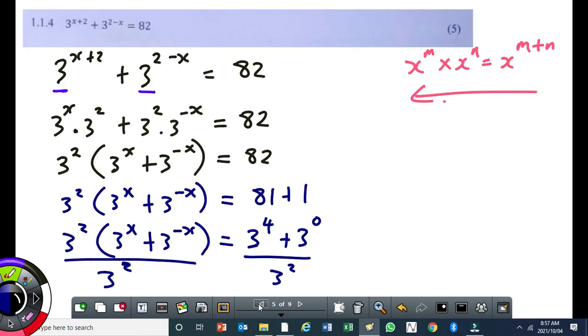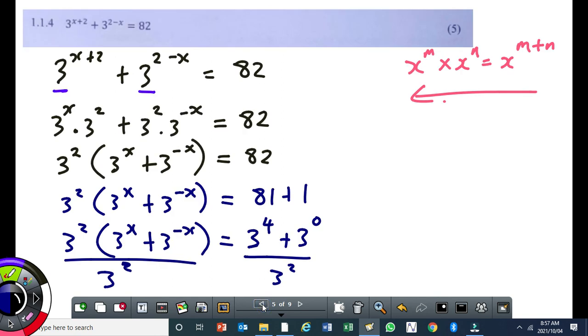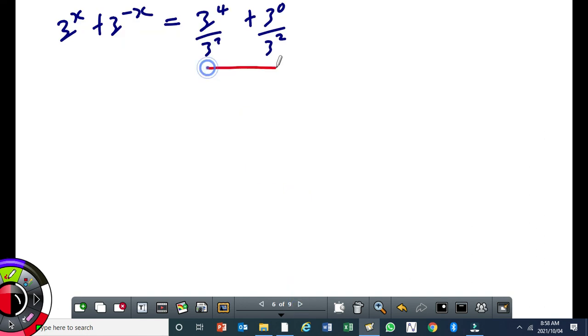Then here you end up getting, I hope you are aware that we can write the right hand side as 3 to the power of 4 over 3 squared plus 3 to the power of 0 over 3 squared. I'm splitting the numerators under the same denominator here. The denominator is the same, so I can rewrite it as this. If I do that, I'll end up getting 3 to the power of x plus 3 to the power of minus x equal to, using law 1 of exponents, this becomes 3 squared plus, that becomes 3 to the power of minus 2.